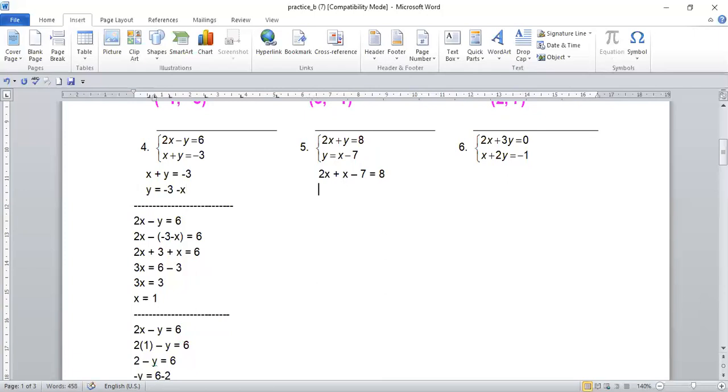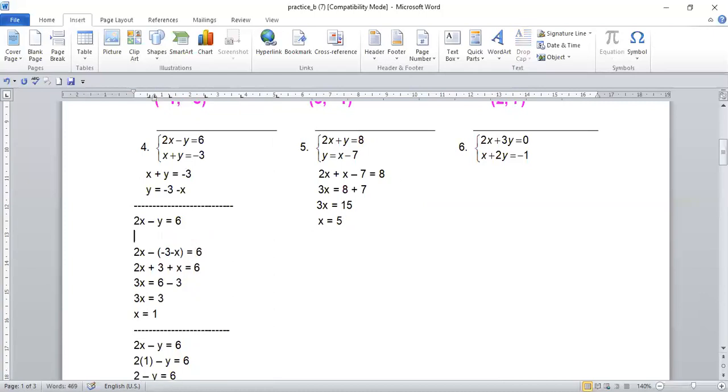2x plus x is going to be 3x equals 8 plus 7, because when the minus 7 moves to the other side, it will become plus 7. So that's going to be 3x equals 15, right? 8 plus 7 is 15, so 3x equals 15. X is going to be equal to 5, because 15 divided by 3 is 5.